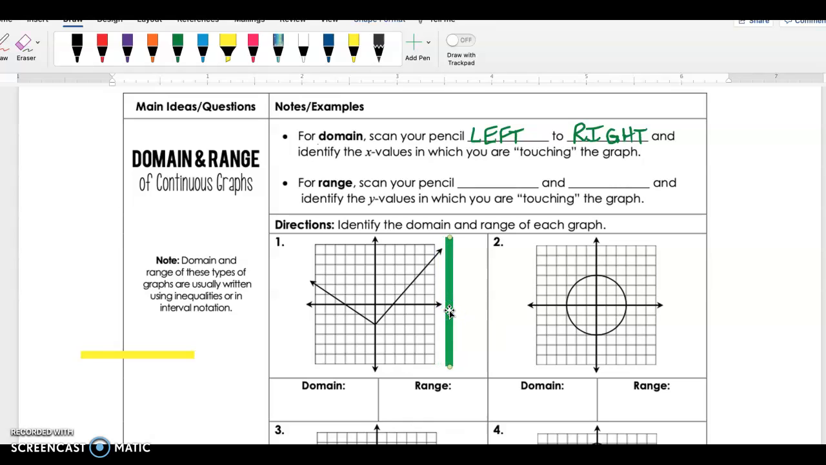Do you think it touched the graph the entire time we ran from left to right? When we started over here on the graph, was it touching? Yes, yes, yes, yes, yes. As we keep going, it keeps touching, it never breaks. So that domain is, let me write it down here for you, negative infinity to infinity.